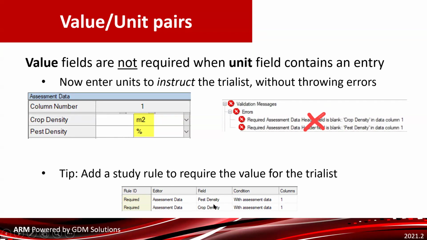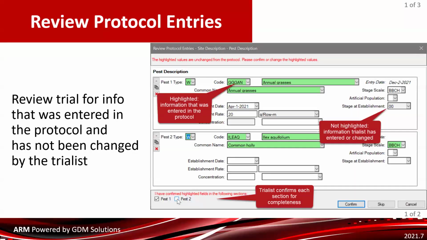So use a study rule then to say, hey, that value of the crop density, I want you to fill that in once there's data. And that gives you control anyway of when it should get filled in. So the goal is more opportunities in the protocol to put in information, which ties in directly with this functionality as well, the review protocol entries wizard, if you will, I guess.